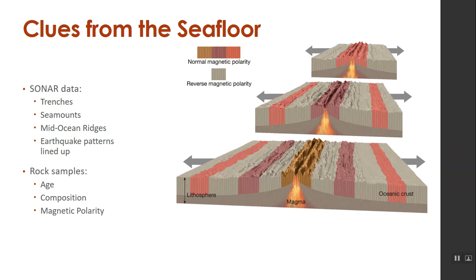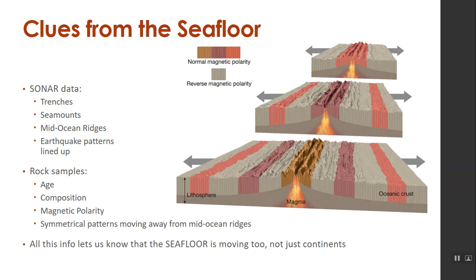We're not exactly sure why, but when rock forms, some of the minerals in the rock will actually line up based upon polarity. So we know when these different shifts occurred, and so we can look at these reversals in magnetic polarity also to use it for aging. And again, we have these symmetrical patterns moving away from the mid-ocean ridges. And all of this lets us know that the seafloor is moving too, not just the continents.